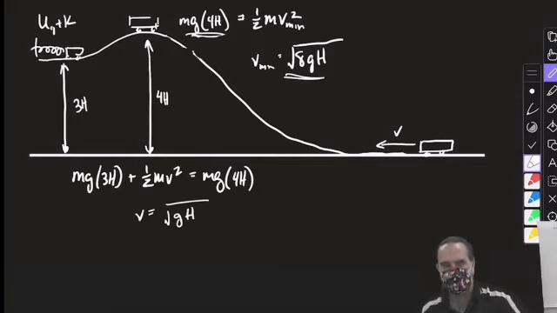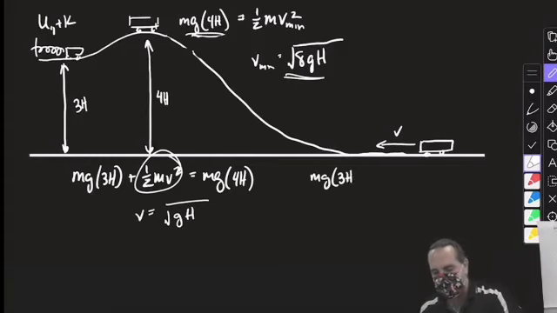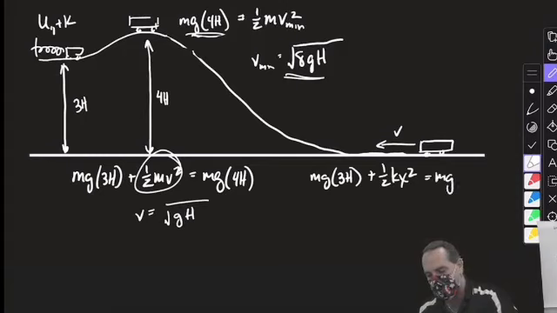The only difference between this question and the next one is we hit the spring now. The spring takes away all of this kinetic energy. Doesn't take away any of the potential energy we have, but now it's something like that.